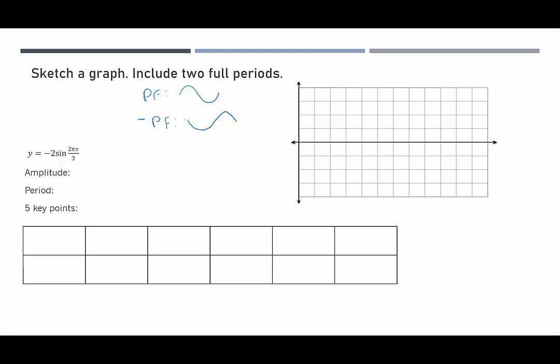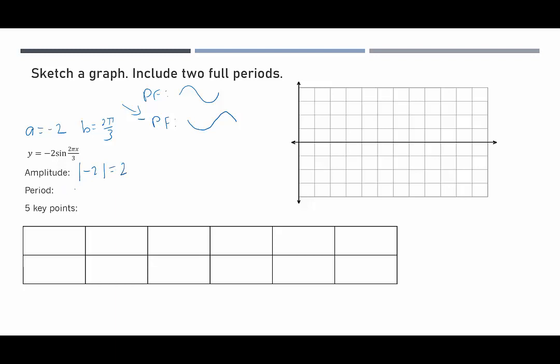So remember, with sine, we start at the middle, we go up or down depending on the sign, go back to the middle, go up or down depending on the sign, back to the middle for that full period. In this case, A is -2, so that's why we're looking at this negative here. And B is 2 pi over 3. The amplitude is the absolute value of -2, so the amplitude is 2.